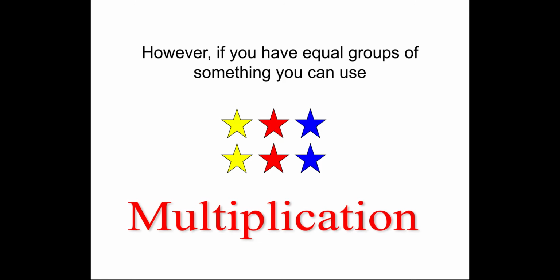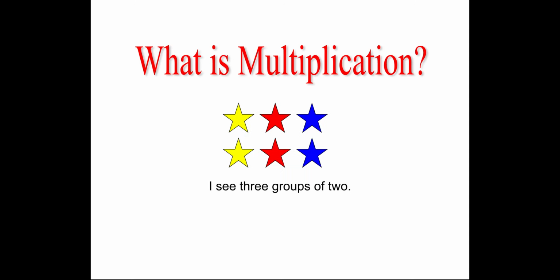However, if you have equal groups of something, you can use multiplication. And here I definitely have equal groups. I have an equal number of yellow, red, and blue. So I have 3 groups, and there are 2 in each group. So I have 3 times 2, 3 groups of 2 in each group is 6 stars.